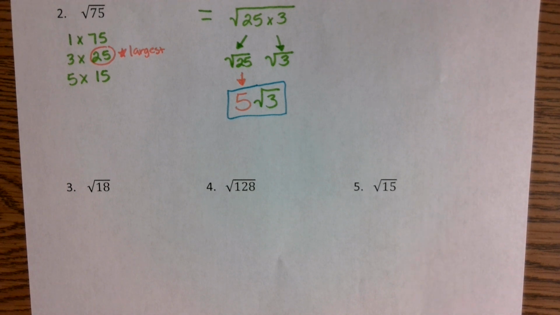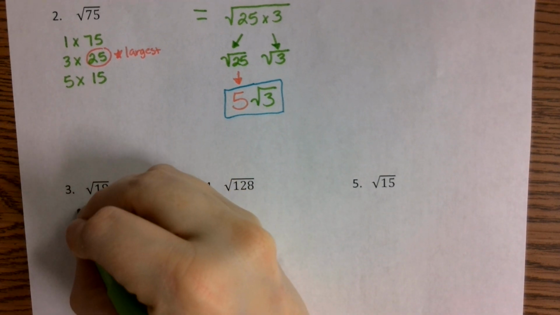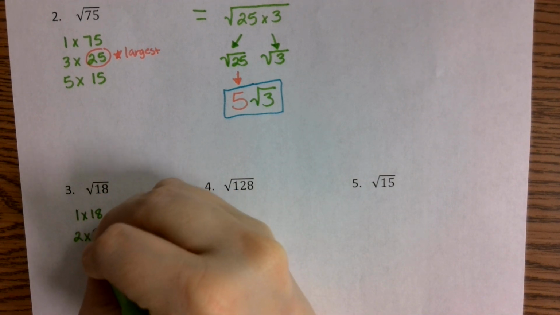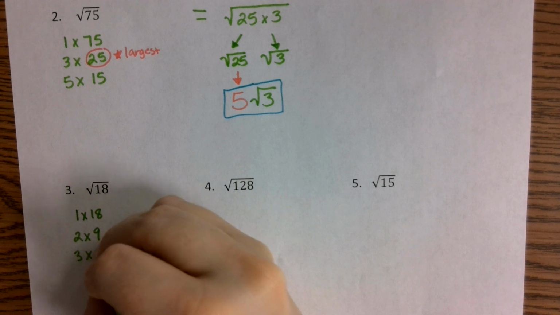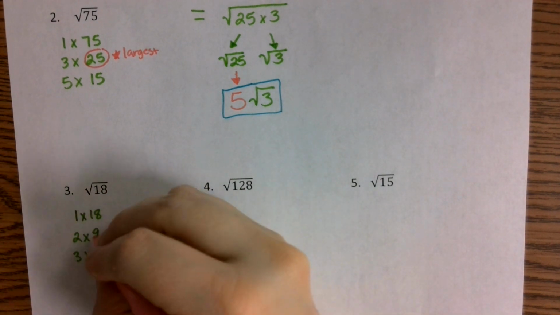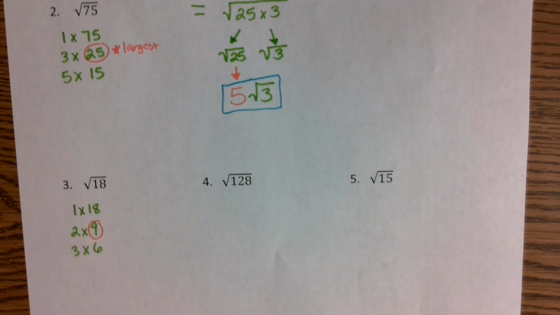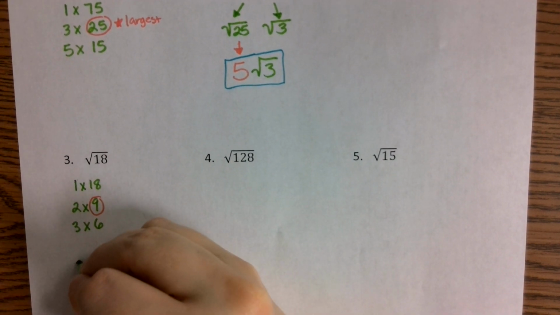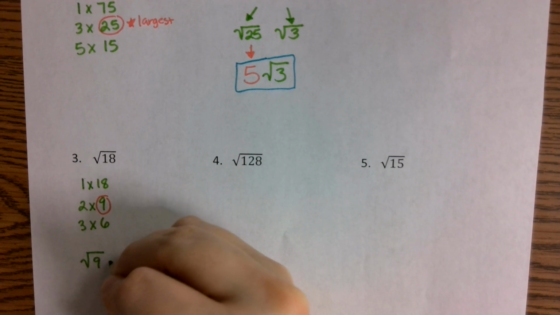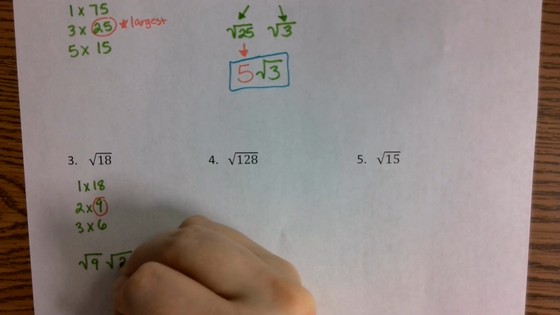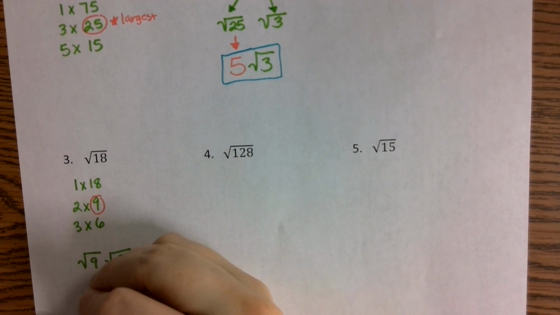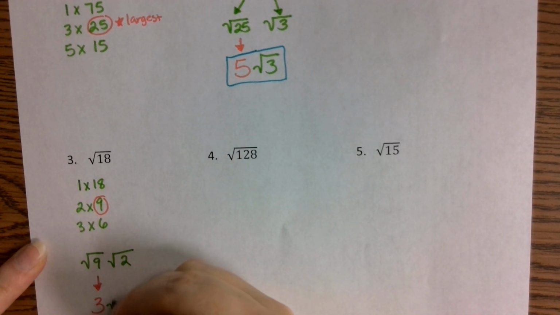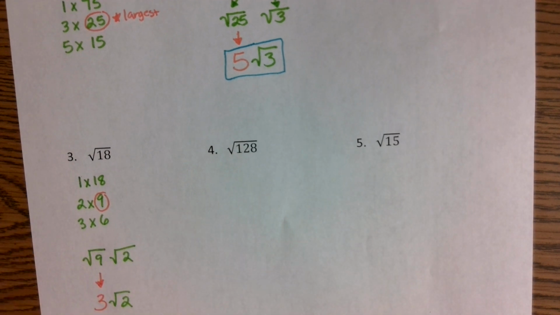So if we look here, our 18, we can factor it out as 1 times 18. We can go ahead and do 2 times 9. You could do 3 times 6. Okay, 9 happens to be the largest perfect square that we see. So when we break this up, we're breaking it up as the square root of 9 times the square root of 2. And then square root of 9 is able to be simplified down to a 3. So we have 3 square root of 2, and that's our final answer.